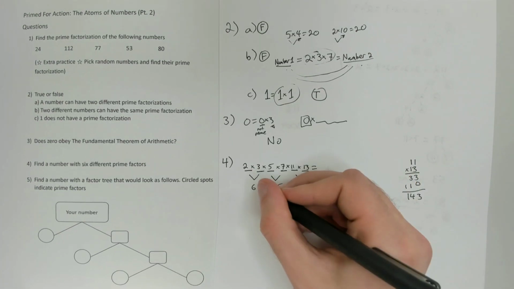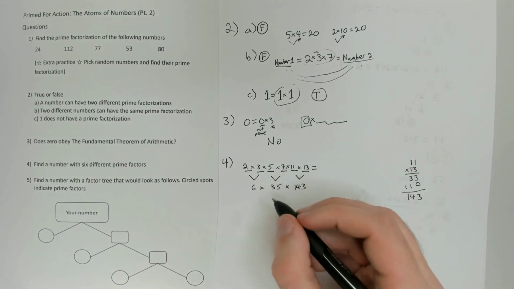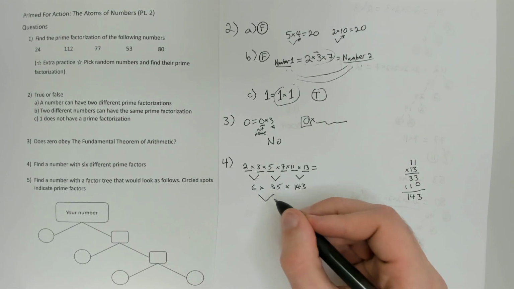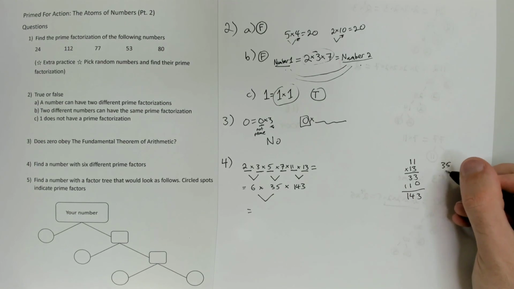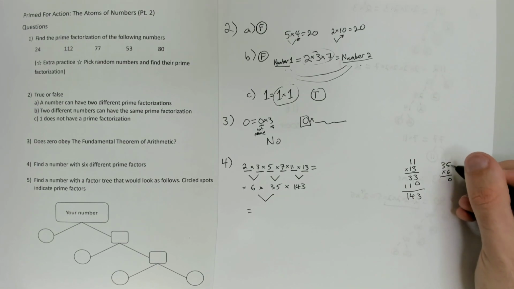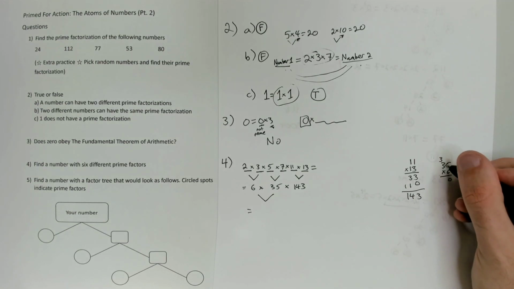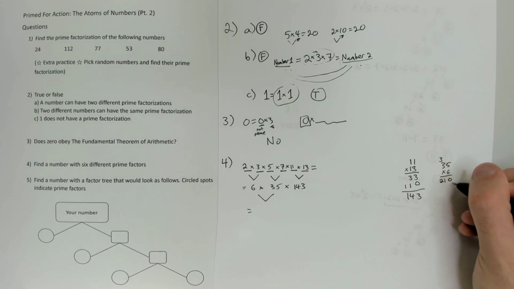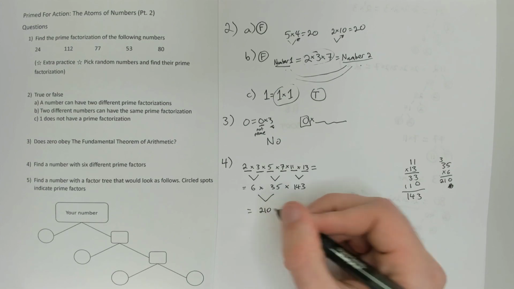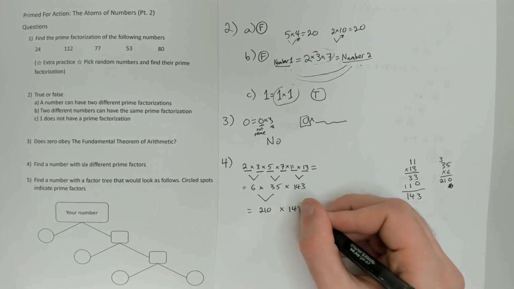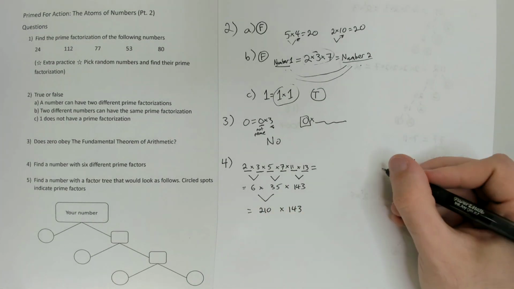All right, so this is going to be a really big number. So now we can do 6 times 35. So 35 times 6 is 6 times 5 is 30. 6 times 3 is 18 plus 3 is 21. And we're done. So we get 210. So we have 210 times 143. And once again, we can do this on the side.